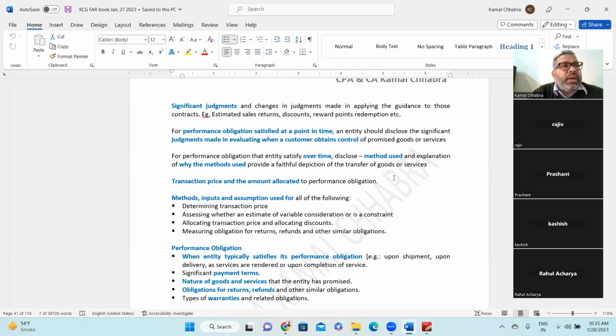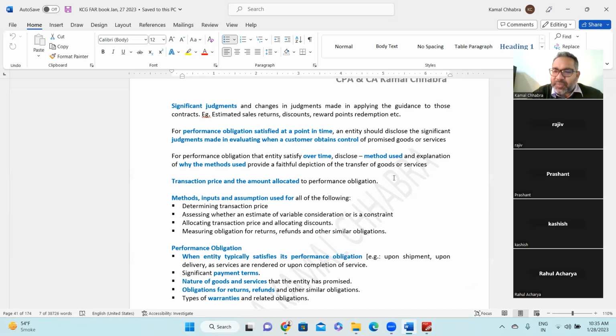If you remember in the breakage example, we made a judgment based on a certain historical trend and future expectation that this much percentage of points will get redeemed. Do you remember that example? Prashant, Rahul, Rajiv sir? Yes, right?